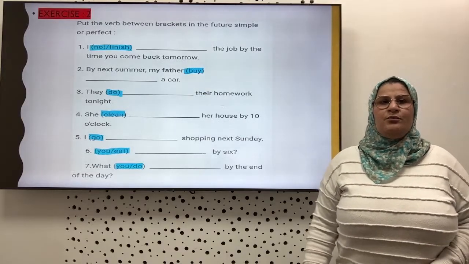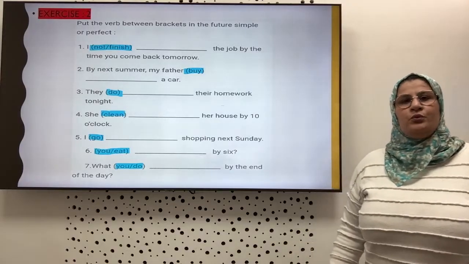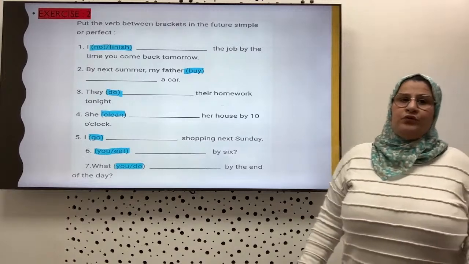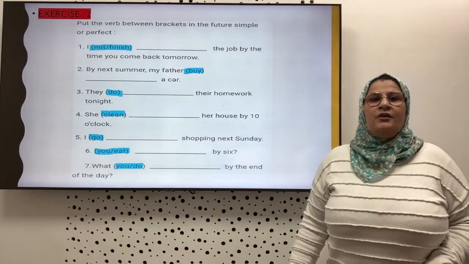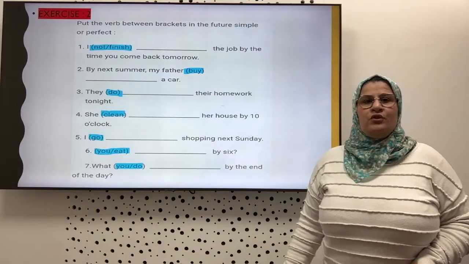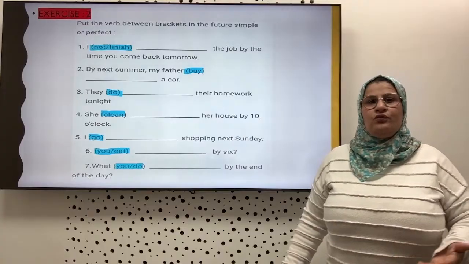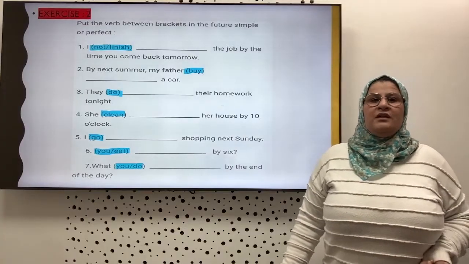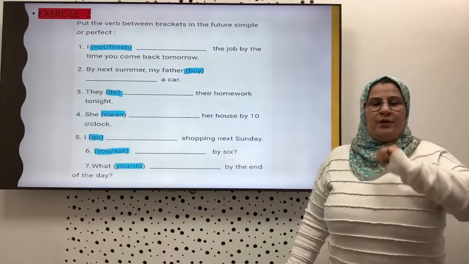Look at exercise number 2. Exercise number 2, you are requested to put the verb between brackets in the future simple or perfect. Here is a mixed sentence. Okay, for example, number 1, "I not finished the job by the time you come back tomorrow." "By the time you come back tomorrow" is an indicator of the future perfect simple. So we can say, I won't have finished the job by the time you come back tomorrow.